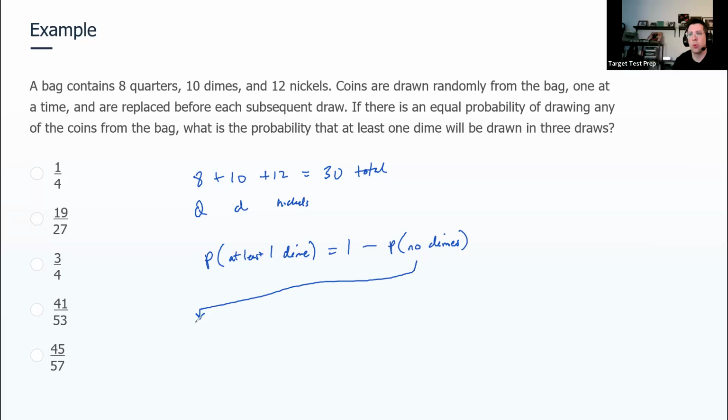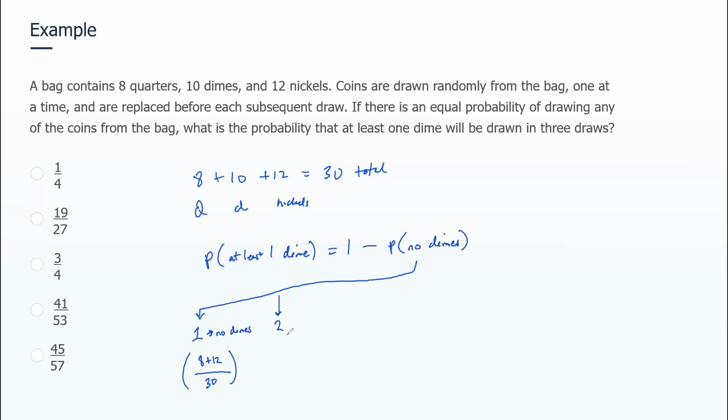Right. So what we want to do is draw number one, and we want to get no dime. So the probability of getting that is we either get a quarter or a nickel out of the 30 total coins. So far so good, we haven't drawn a dime. Then you would do the same for the second draw, and then the third draw. It's just 8 plus 12 over 30, and then you multiply all that up.